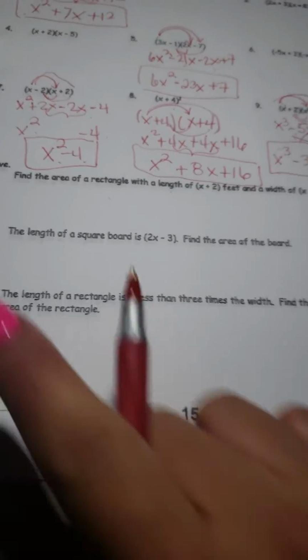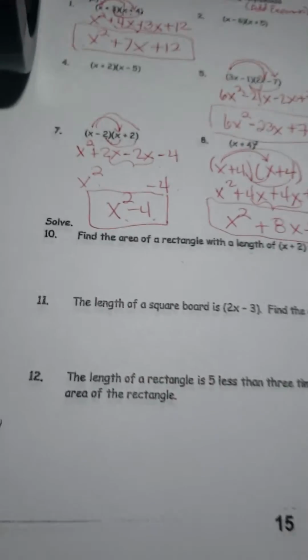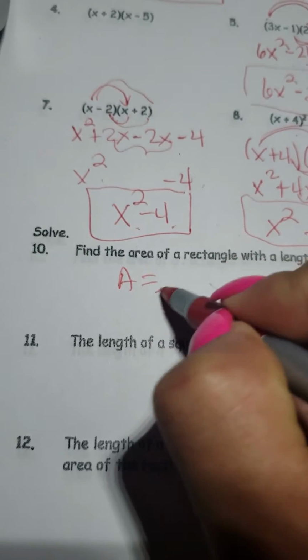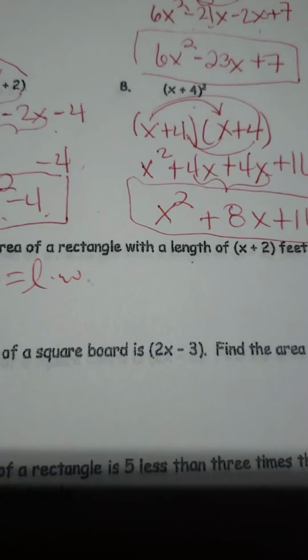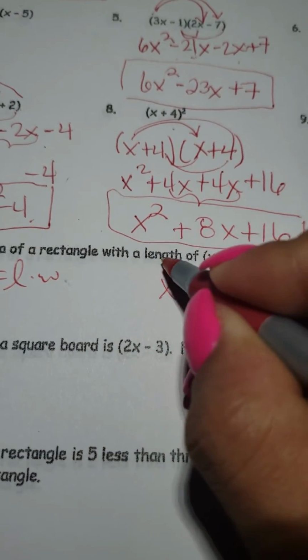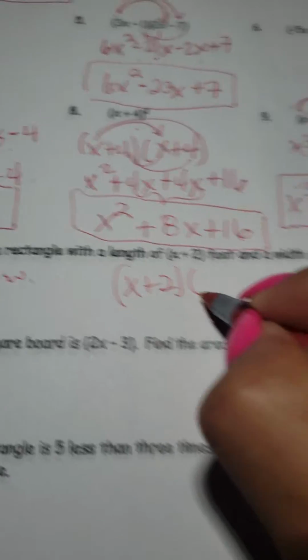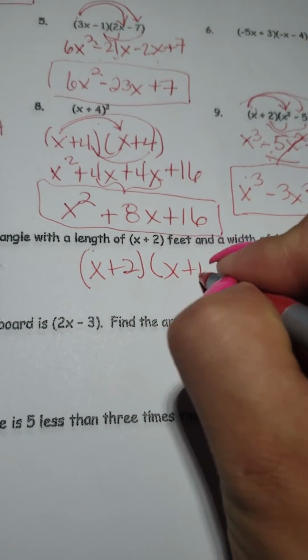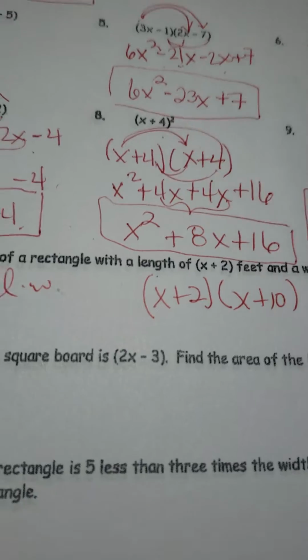All right, next one. It's a word problem. They're asking for the area. What's the equation for area? Length times width. So my length is x plus 2, a binomial, so it's in parentheses, and the width is x plus 10. We know we have to multiply because it's length times width.